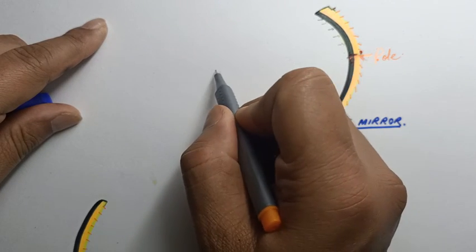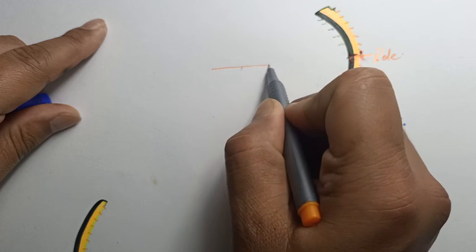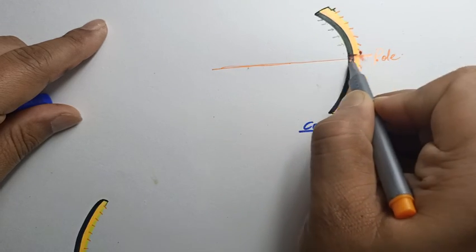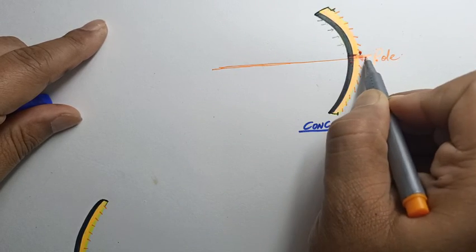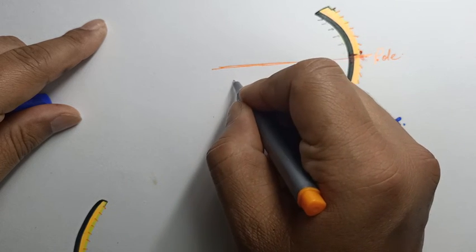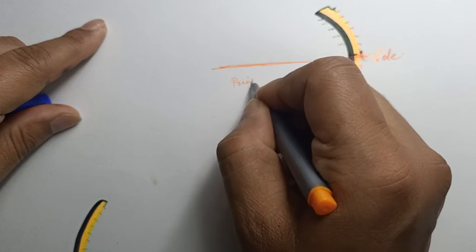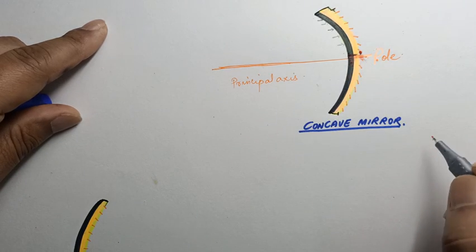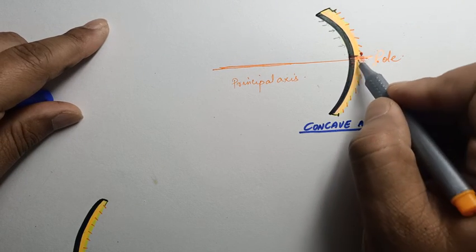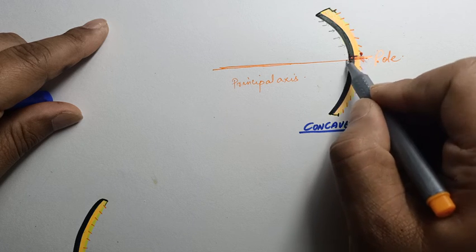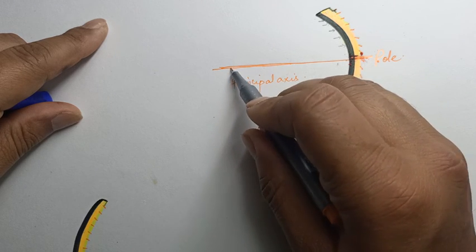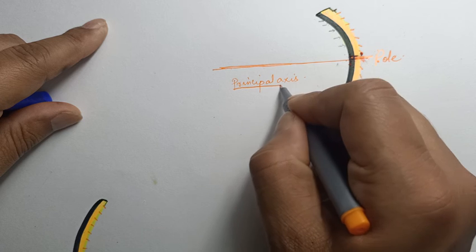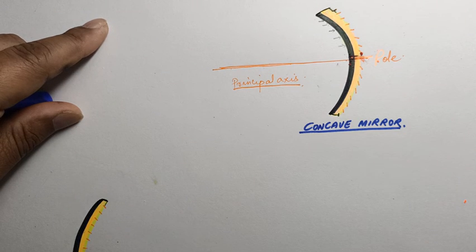Now a straight line drawn through the pole of the mirror, right? This straight line which you draw through the pole is called the principal axis, right? Principal axis. So actually this line originates from the pole, a straight line drawn through the pole. This will be called the principal axis, okay?